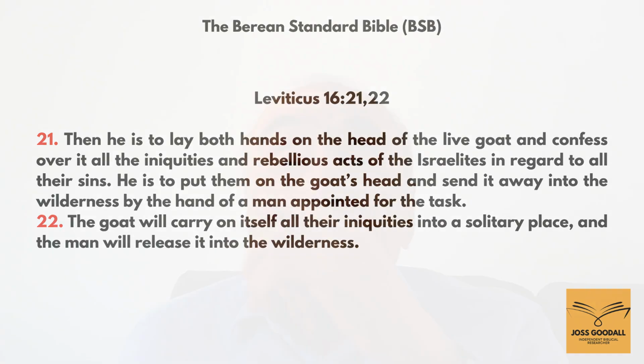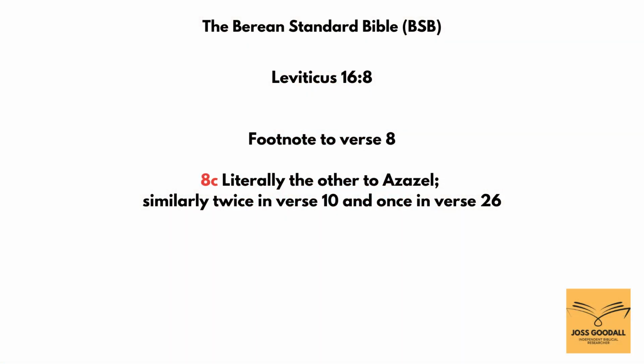Now, in the footnote of the Berean Standard Bible, verse 8, this goat, the other one, literally means the goat of Azazel. Azazel. And it's used twice in verse 10 and again in verse 26. The goat for Azazel is sent into the wilderness, carrying all the sins of the people. Now, if you can make time, please, between now and next Wednesday, please read chapter 16 and also 17 if you wish.